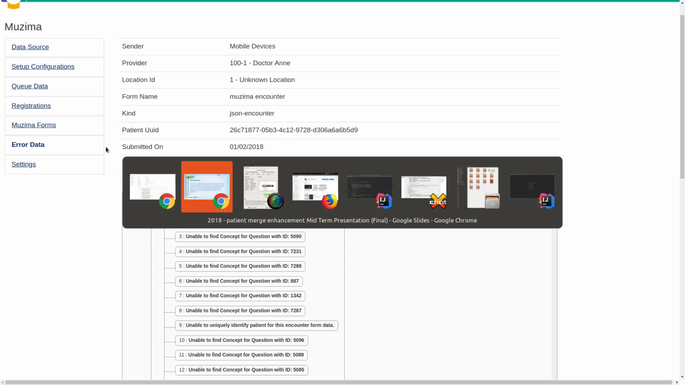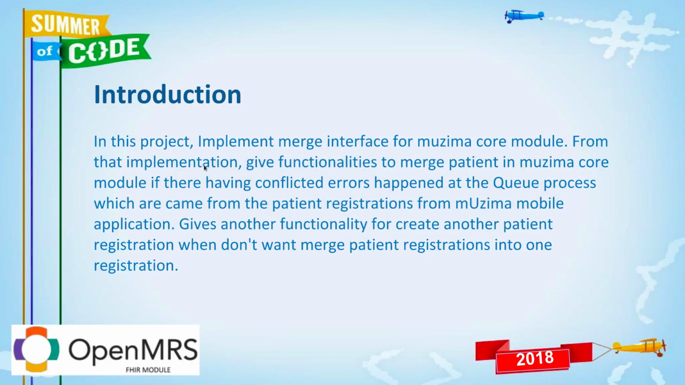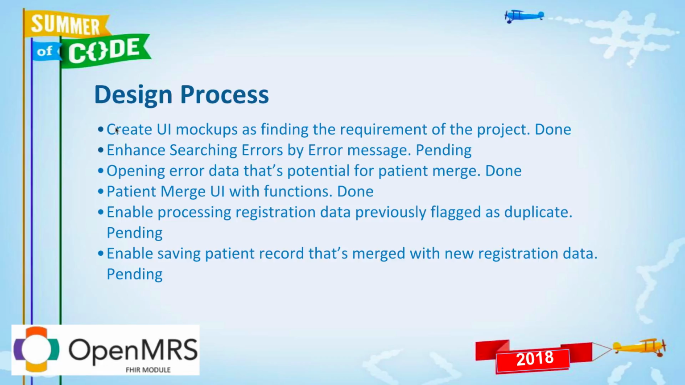So my implementation will give solutions for these issues. Let's take the design phase. Create a UI mockup as part of finding the requirements of the project. Enhance searching errors by error message. Opening error data that's a potential for patient merge. Patient merge UI with functionalities. Enable processing registration data previously flagged as duplicated. Enable saving patient records that merge with new registrations.